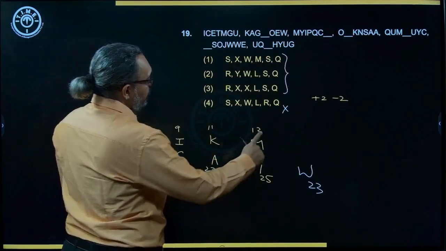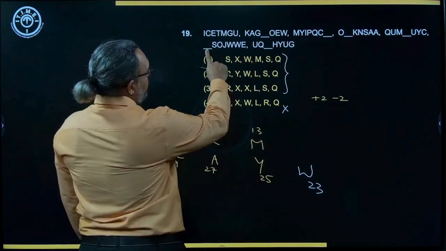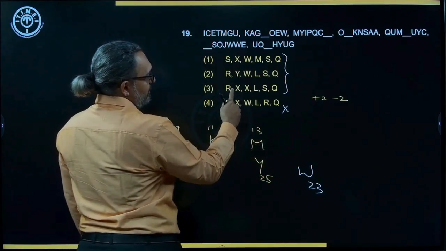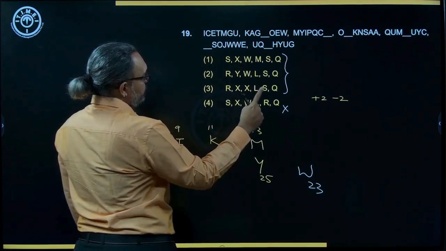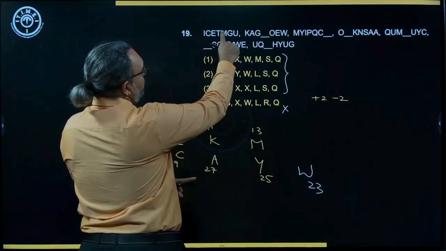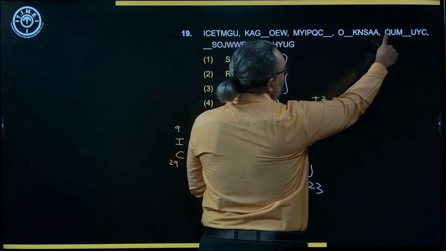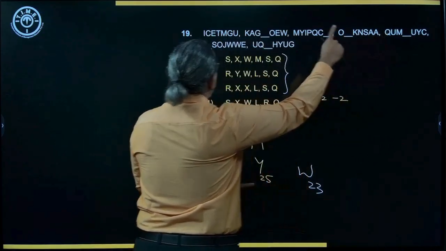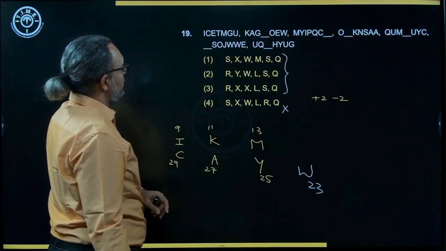Okay, just let me see. So you have first alphabet is S. So you have plus 2, plus 2, plus 2 you are doing. So 9 plus 2, 11, 11 plus 2, 13, 13 plus 2, 15, 15 plus 2, 17. So 17 plus 2, 19.